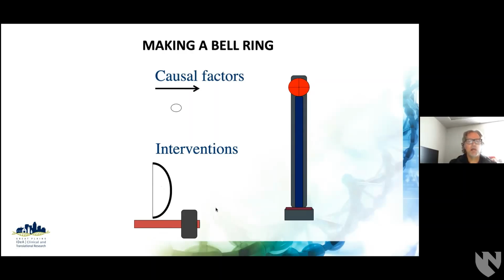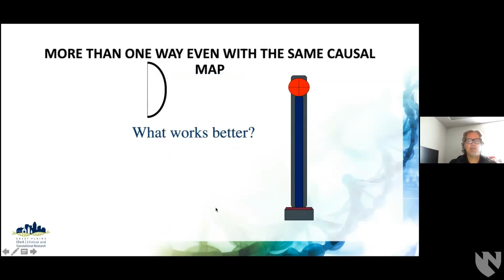So we might think that with the same causal model or the same causal map, we could ring that bell in multiple ways, right? So here comes my great animations. You guys ready for this? We could shoot our arrow. Everybody believe that'd make the bell ring?